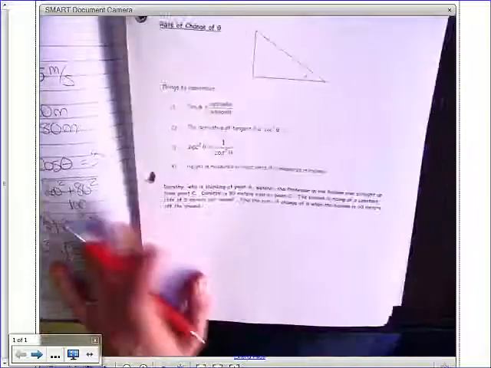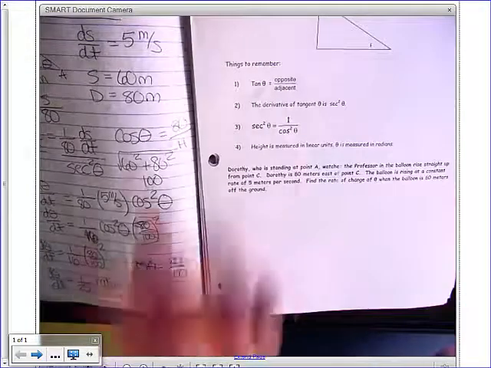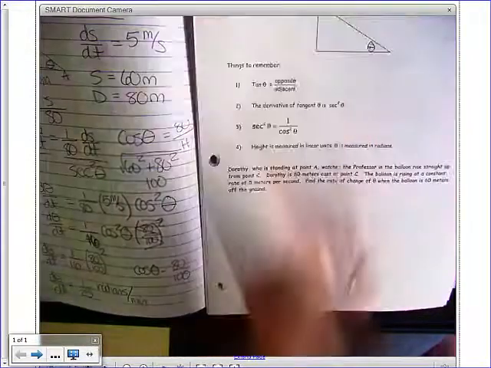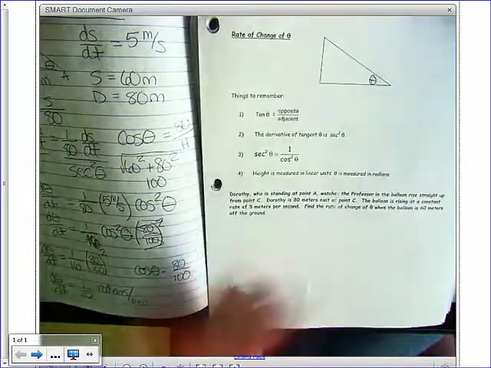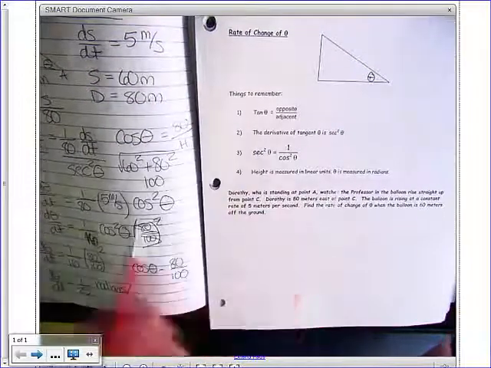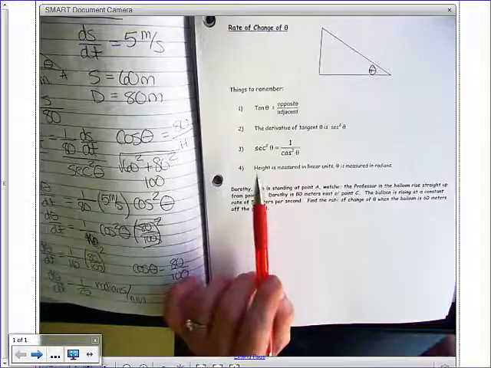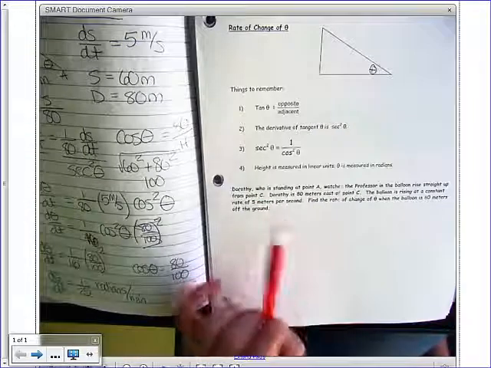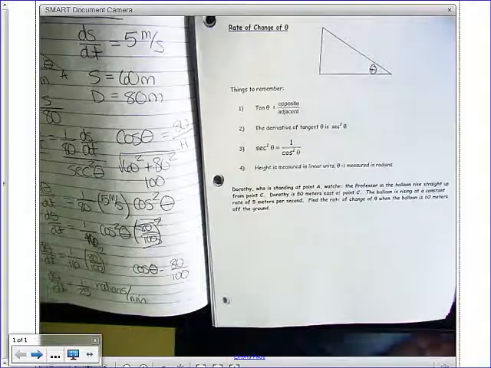First thing we're going to look at is rate of change of theta. All right, there are a couple things we need to remember here. First of all, our first rule is read our problem and draw a picture. A couple things we need to know: tangent of theta is the opposite over the adjacent. The derivative of tangent is secant, and secant squared is 1 over cosine squared. Height is measured in linear units.